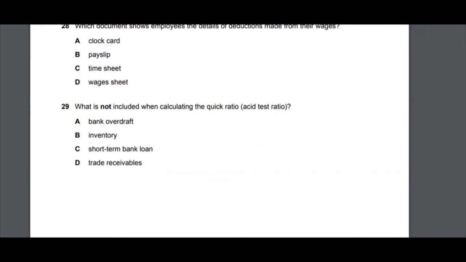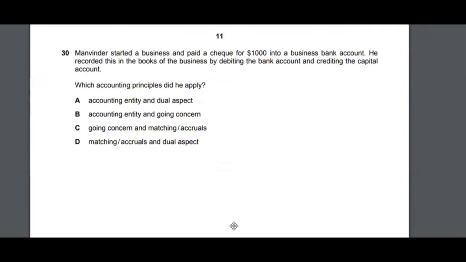Let's look at the last multiple choice question, which is again going to be about accounting principles, as we have seen over and over. So multiple choice 30: Mavinder started a business and paid a cheque for $1,000 into a business bank account. He recorded this in the books of the business by debiting the bank account and crediting the capital account. Which accounting principle did he apply? That's accounting entity, because he's separating personal and business, and dual aspect, because every debit has a credit. So the correct answer to multiple choice 30 is option A, accounting entity and dual aspect.